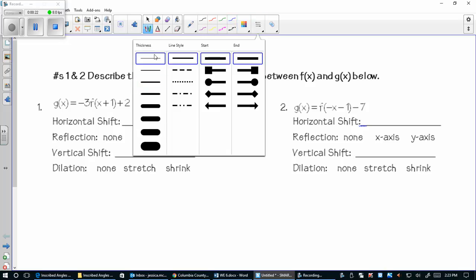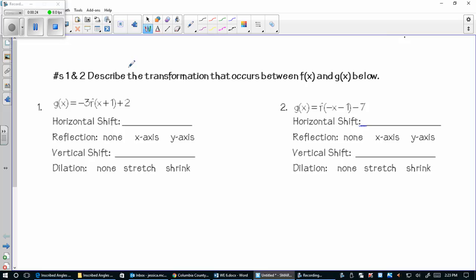So remember that you want to go in order. So we're going to start with horizontal shift. And for the horizontal shift, we're looking at what's happening inside of these parentheses. It has plus 1. Remember, with the horizontal shift, it's the opposite of what it seems like it should be. So plus 1 is going to tell us to go left 1.